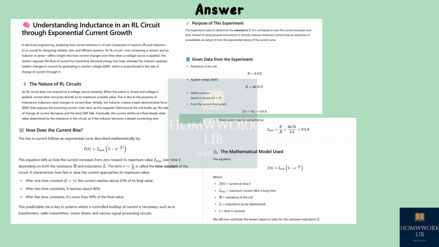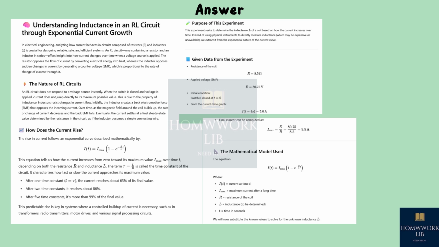How does the current rise? The rise in current follows an exponential curve described mathematically by I(t) = I_max(1 - e^(-Rt/L)). This equation tells us how the current increases from 0 toward its maximum value, I_max, over time, t, depending on both the resistance R and inductance L. The term tau equals L over R is called the time constant of the circuit. It characterizes how fast or slow the current approaches its maximum value.